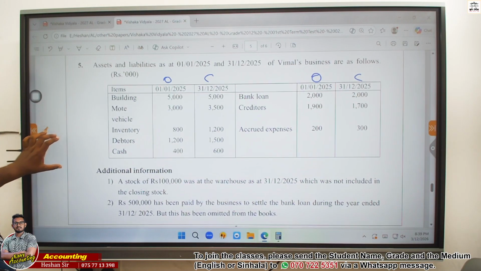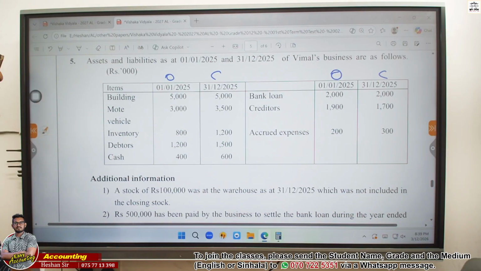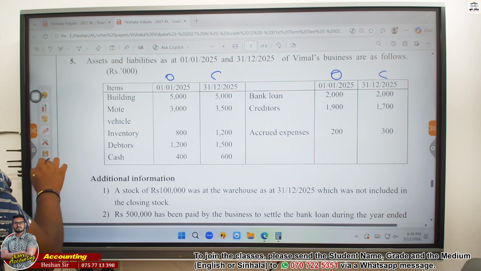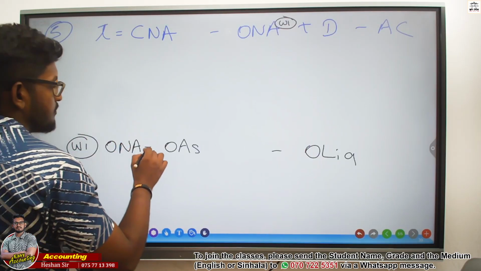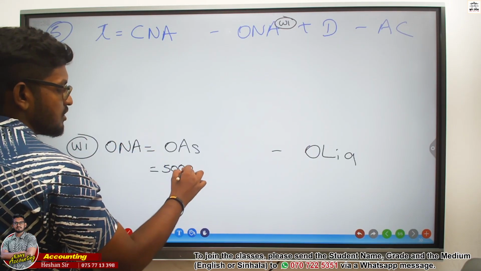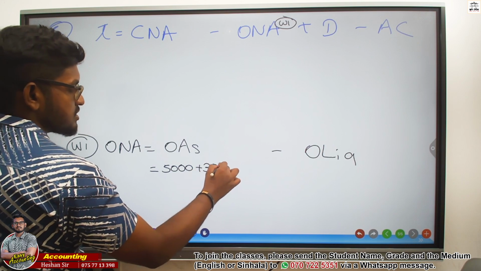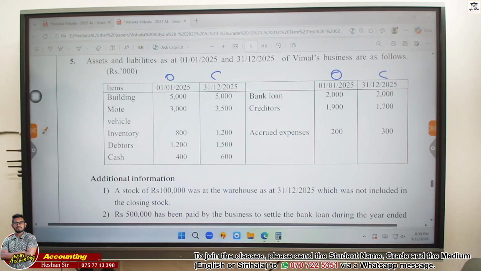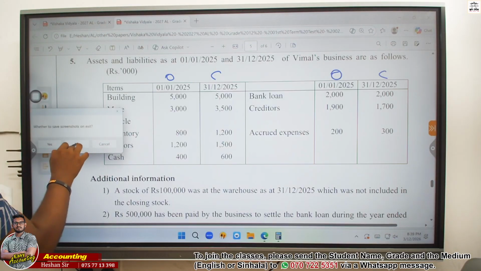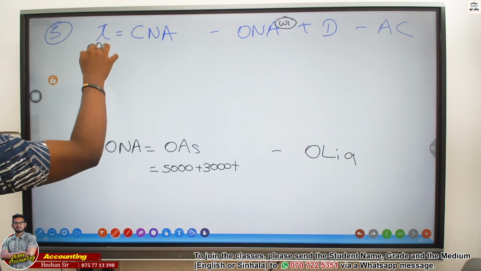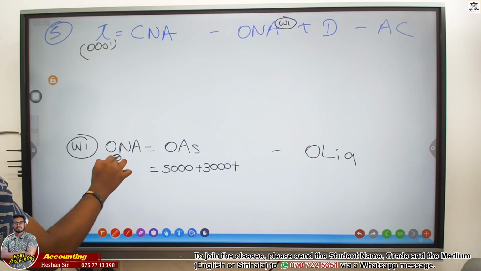Opening assets, you can see the opening date. Building 5,000. Opening, there are no adjustments, right? Motor vehicle 3,000, right? All the figures are in thousands, that's why the answer is also in thousands. Profit is also in thousands. So this is also in thousands.